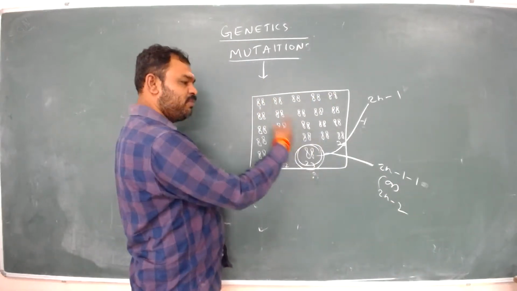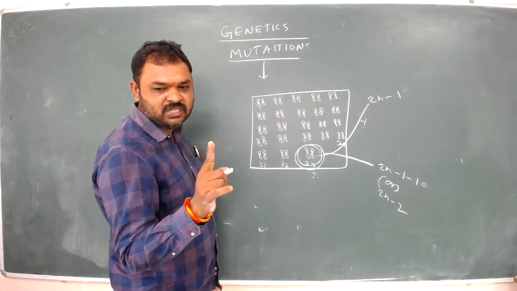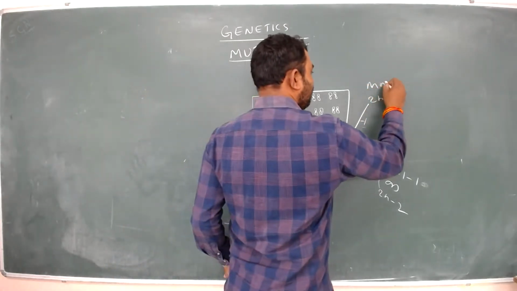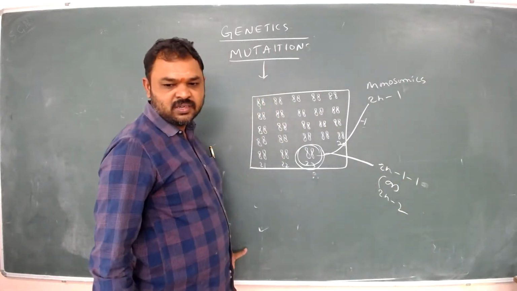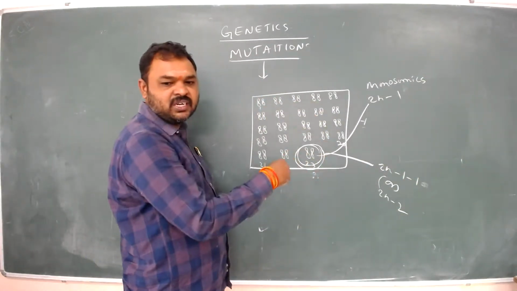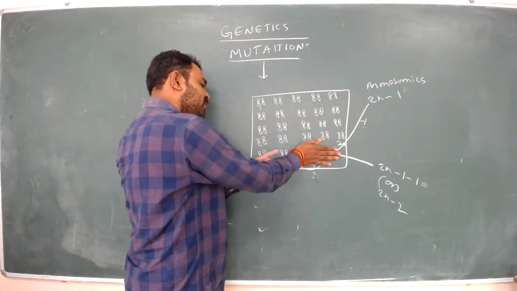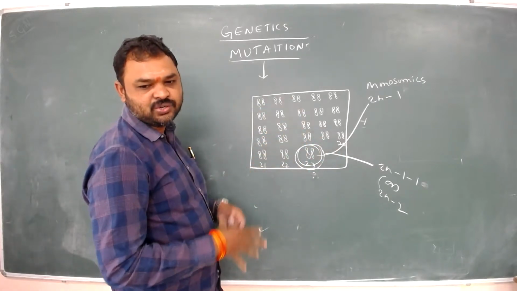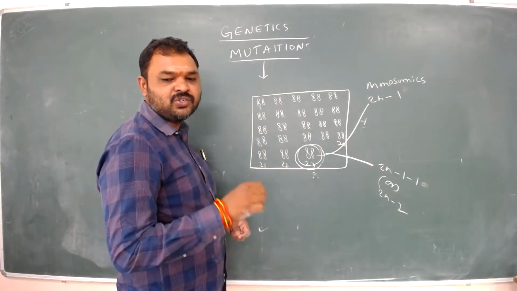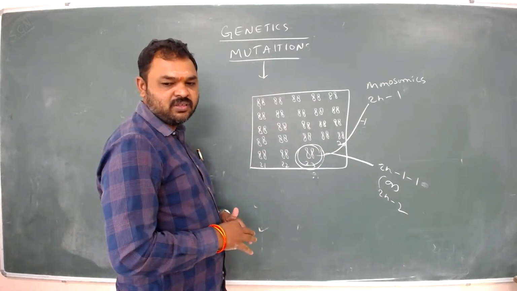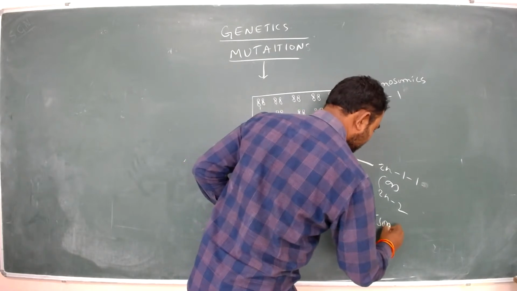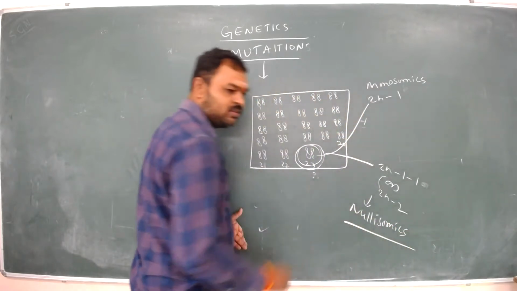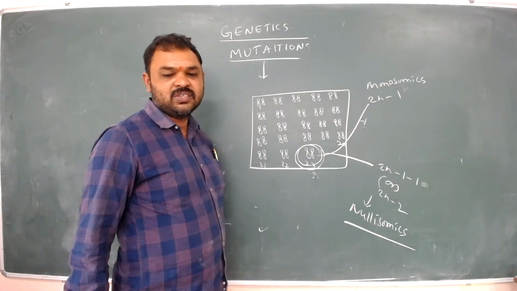If from any one set one chromosome is lost, it is called monosomics. And if from any set the complete set is lost, 2n minus 2 or 2n minus 1 minus 1, that is called a nullisomic. So monosomics and nullisomics.